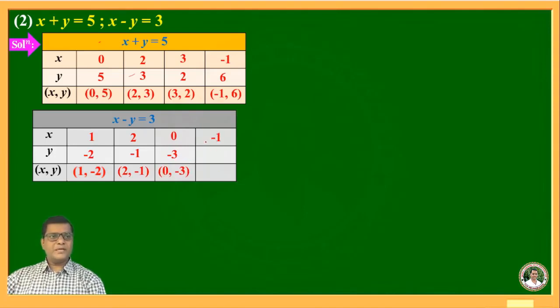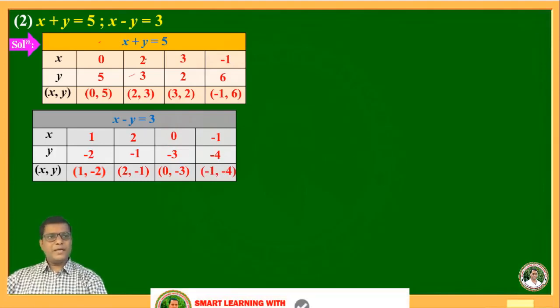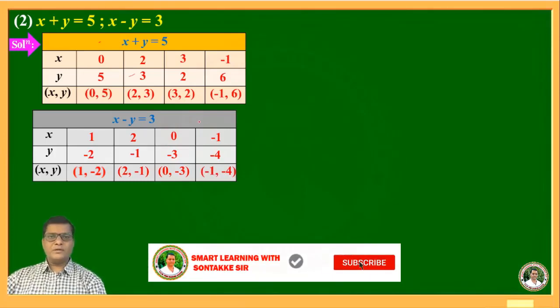At last, if you take minus 1 as the value of x, then after simplification we will get the value of y is minus 4. Minus 1, minus 4 are the coordinates of the given point. Then by using these two tables, plot a graph of the given lines.